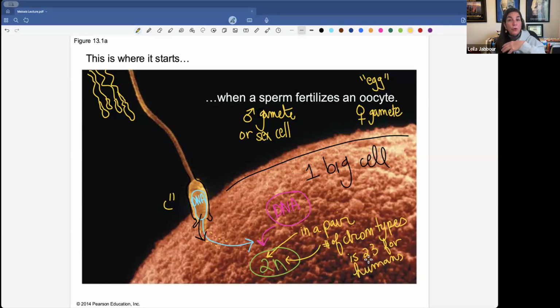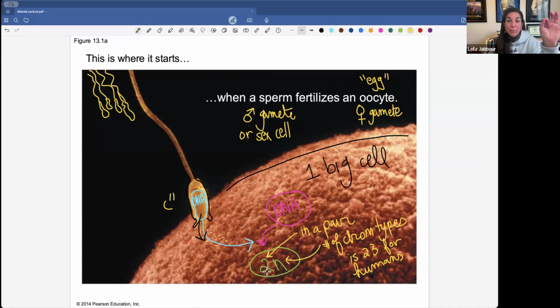Now, for dogs, it's a different number. For elephants, it's a different number. And I don't have these memorized. So I don't know how many chromosome types the other animals have. I didn't pull out this information before starting this recording. But humans, we have 23 types of chromosomes.